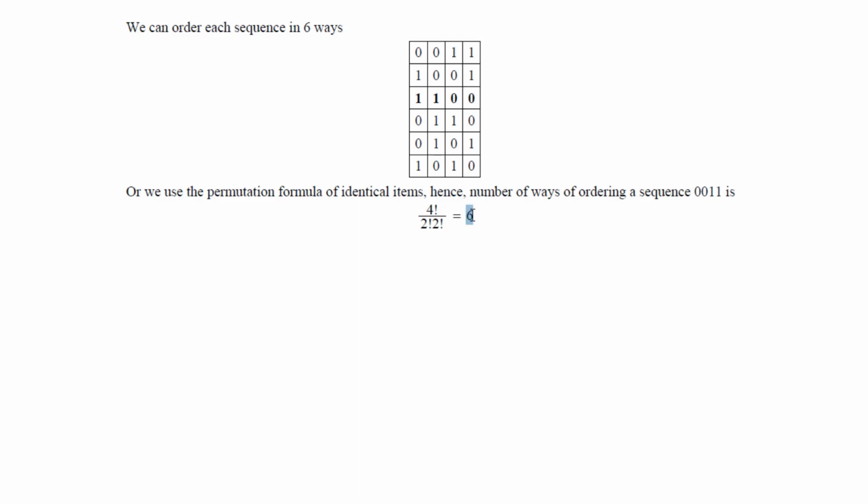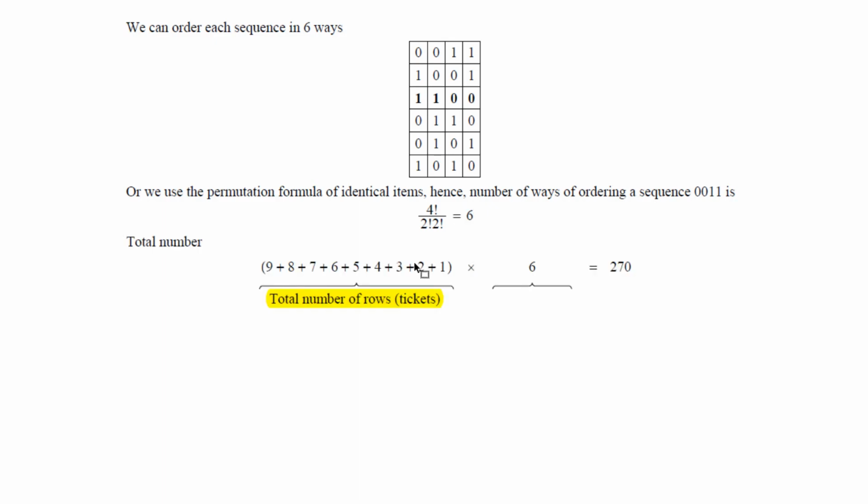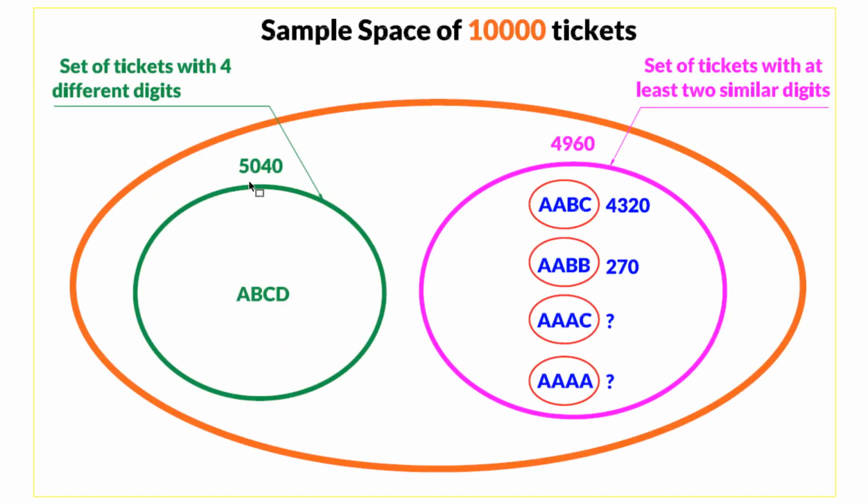We can permute it in 6 ways, and the total number of tickets in the previous set of tables is this sum here from 9 until 1 times 6, the number of permutations, and we get 270 tickets of the form A, A, B, and B. So now we can come back to the diagram of sets, and we can add that the tickets in the form AABB, their number is 270.